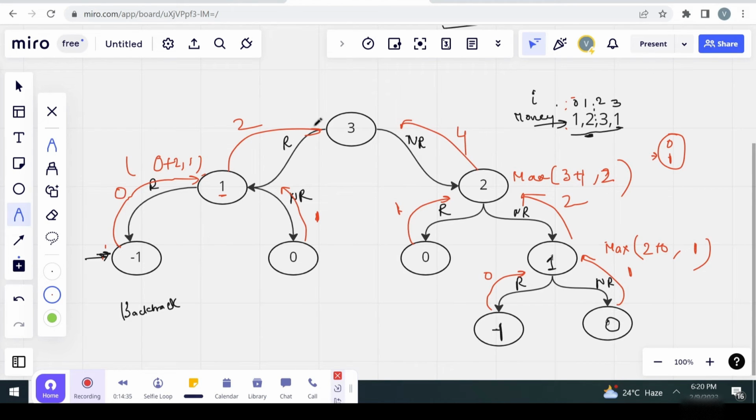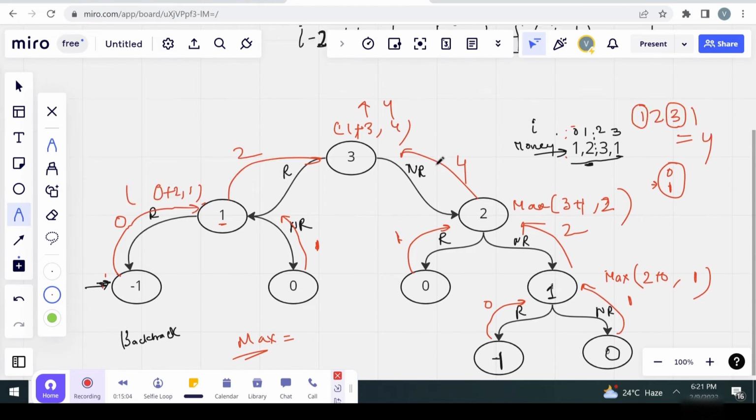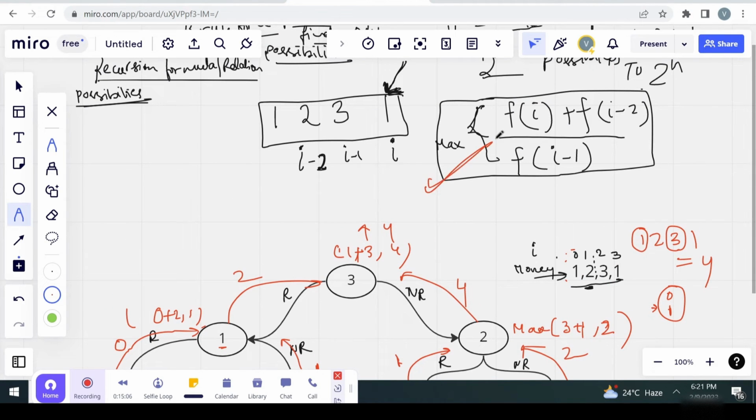The maximum of 1 plus 3, comma 4 will be 4. So the maximum that we will get by robbing this house will be 4. It is evident, for 1 2 3 1, if we rob this one and this one, the maximum is 4. And while iterating this recurrence relation we found the same result. So this recurrence relation is holding true.